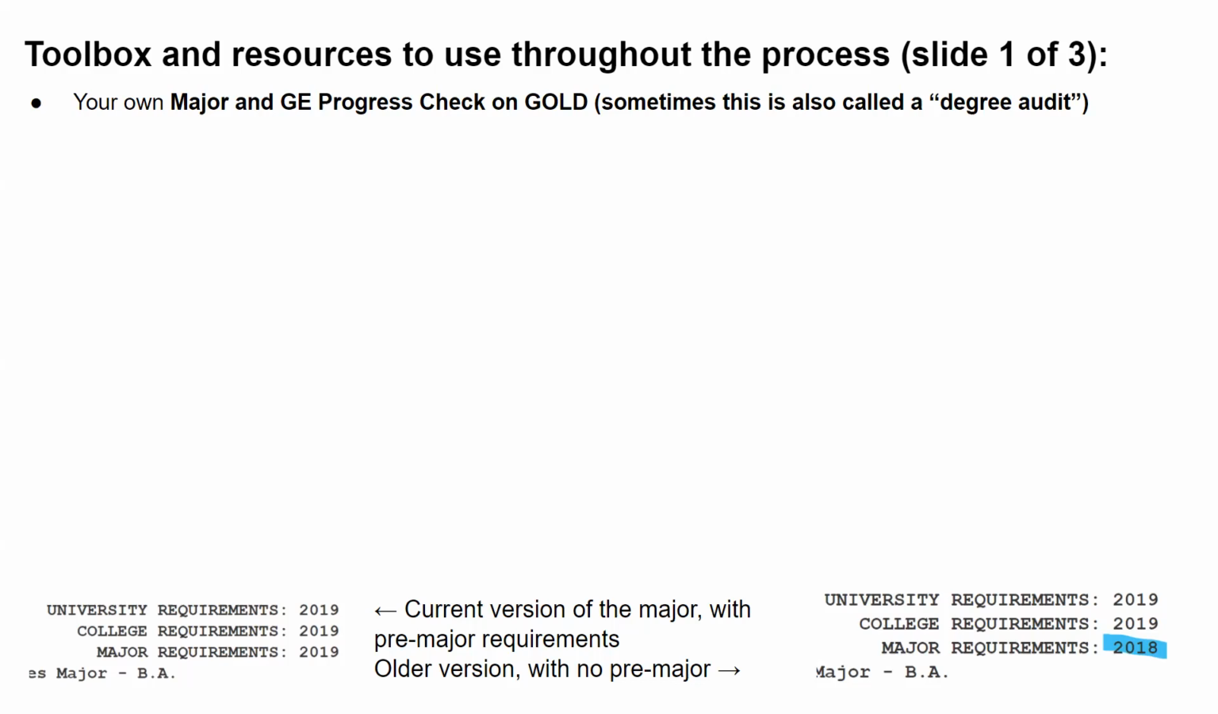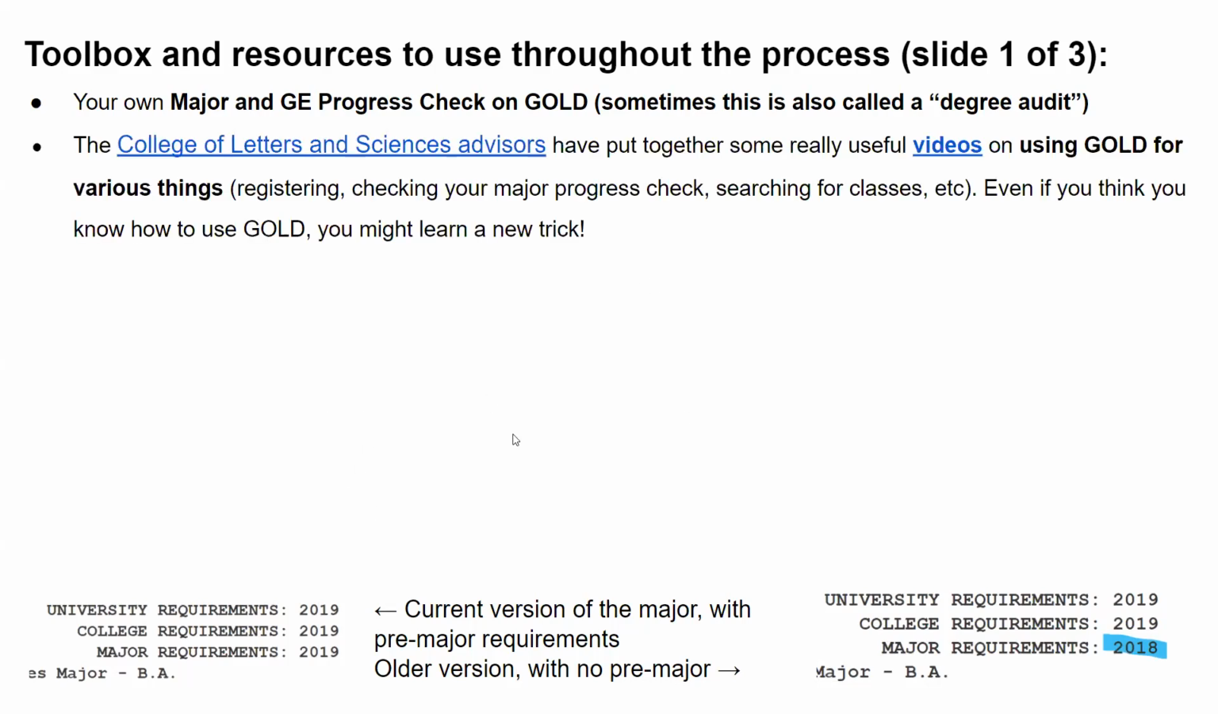You get to this on Gold. I will show you some things to click to get there and how to run it. This is also sometimes called a degree audit. Actually, this is going to come a little bit later, but we'll go into that major and GE progress check a little bit later.